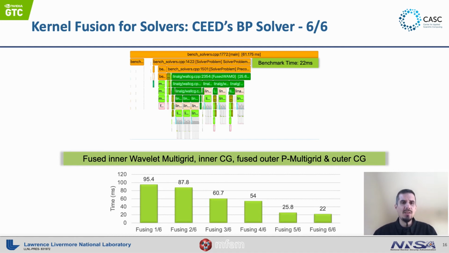I have summarized in this figure the different timings for each step. For this benchmark and these options, we are going from 95 down to 22 milliseconds, which represents a reduction by a factor of more than 4.